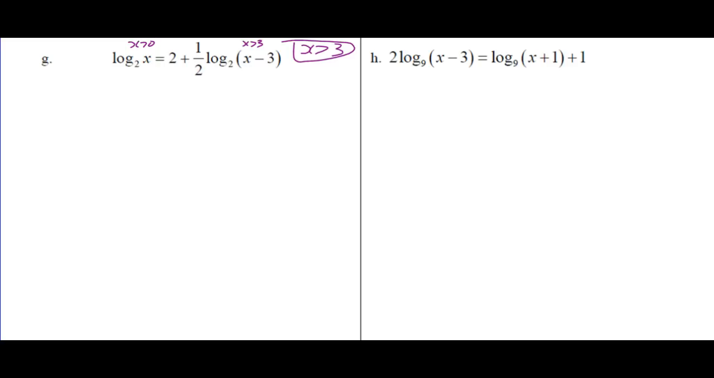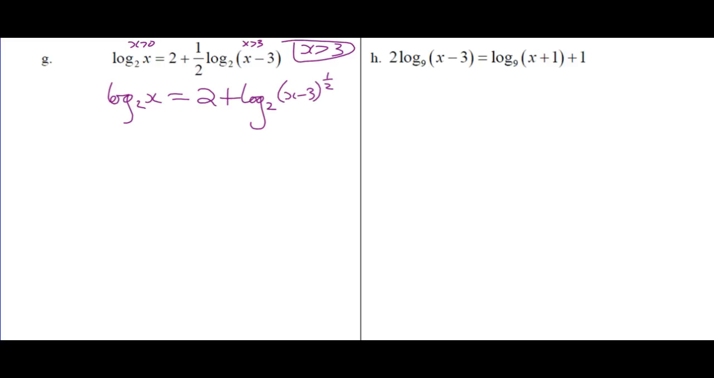Change the right side. How would you like to change the right side? Put the 1/2 as an exponent. Okay. So log 2x is 2 plus log 2 1/2. Okay, now what? Subtract log 2 x minus 3 to the 1/2 from each side.